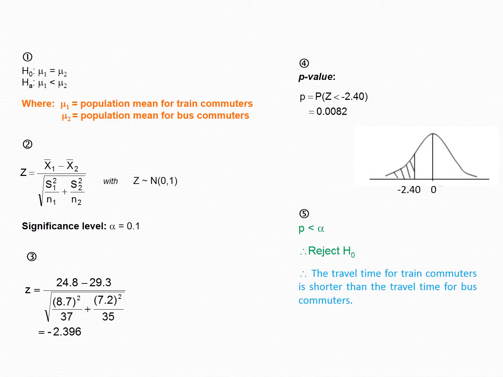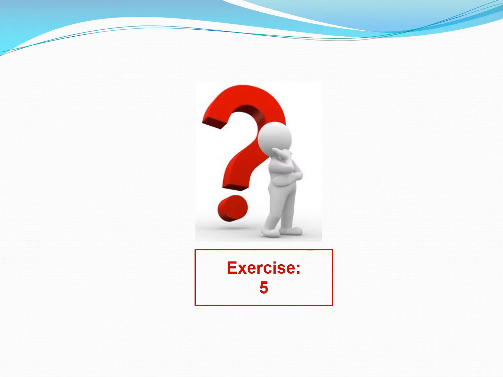If you compare that to your significance level, p will be less than alpha, so we can reject our null hypothesis. So that means that the travel time for train commuters is shorter than travel time for bus commuters. You can then try exercise 5 on large sample means, please.